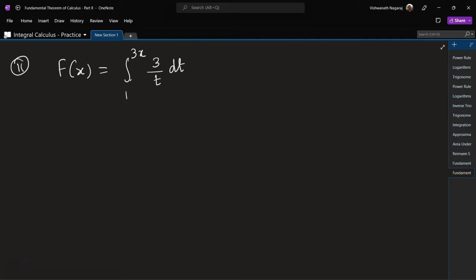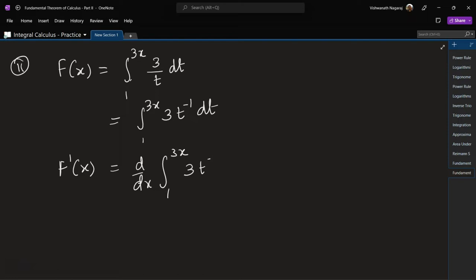Okay. Now this can be written as the integral from 1 to 3x of 3 times t to the power of minus 1 dt. Let's differentiate both the sides. F prime of x is equal to d by dx of the integral from 1 to 3x of 3t to the power of minus 1 dt.